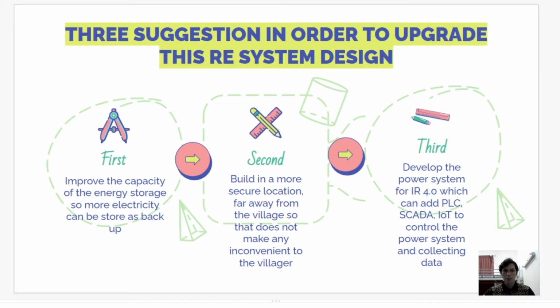For question 3.2, three suggestions in order to upgrade this renewable energy system design. First, improve the capacity of the energy storage so that it can store more electricity as a backup. Second, build in a more secure location, such as far away from the village, so that it does not cause any inconvenience to the villagers. Third, develop the power system for IR 4.0, which can add PLC, SCADA, and IoT to control the power system and also collect data.